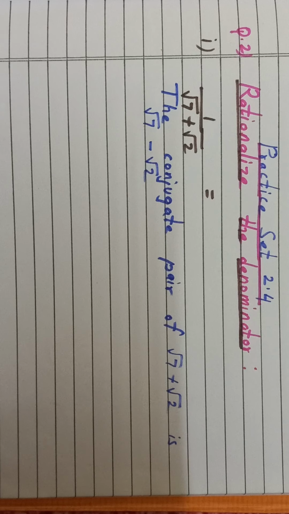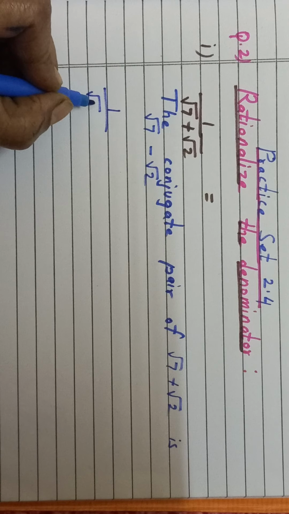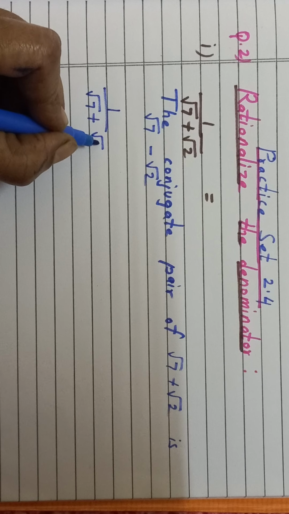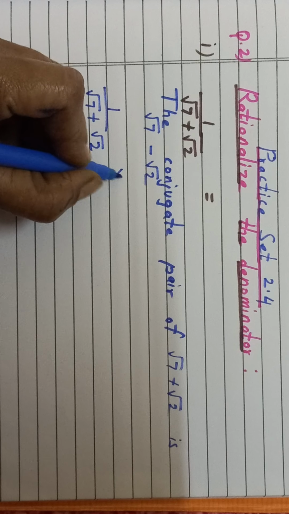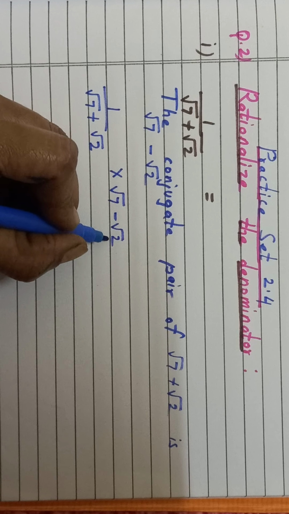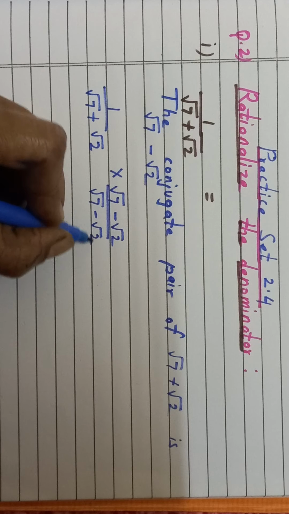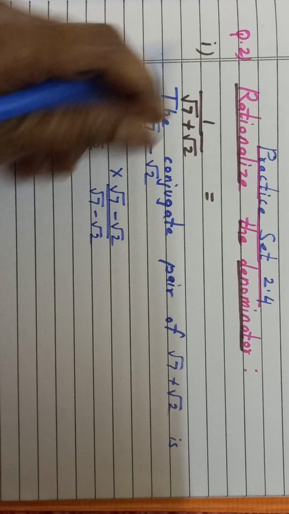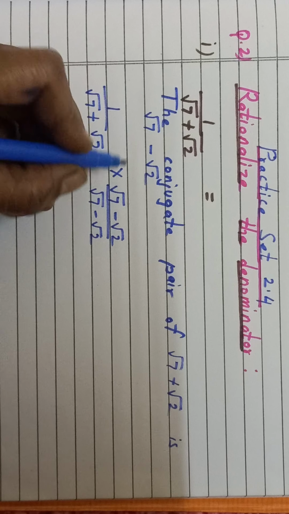Then what do we have to do? We will copy this sum here: 1 upon root 7 plus root 2. Now we multiply and divide by this conjugate pair, root 7 minus root 2. Correct? So we are not changing anything. Whatever is the original value, that remains the same. This is all our laws.